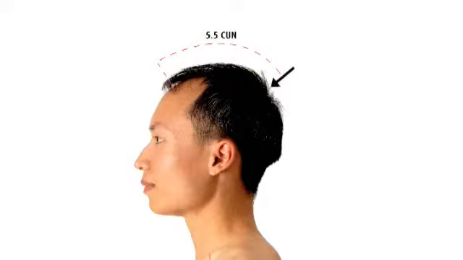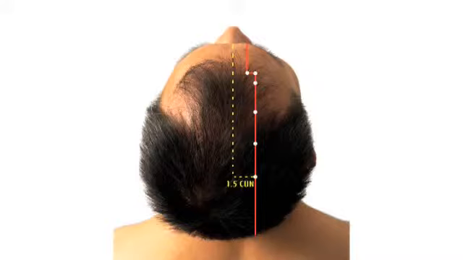Bladder 8 is located 5.5 sun into the anterior hairline, 1.5 sun lateral to the midline. The easiest way to find bladder 8 is to find bladder 7 and then move posteriorly by 1.5 sun.